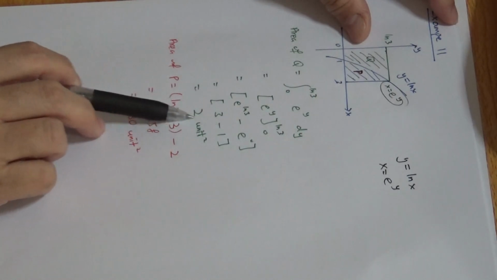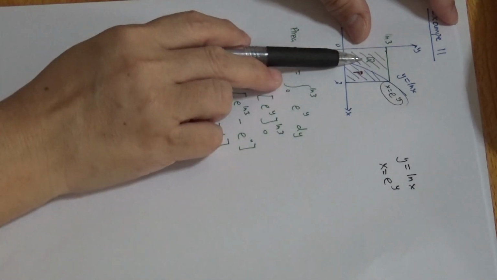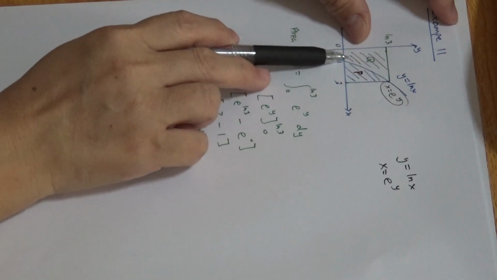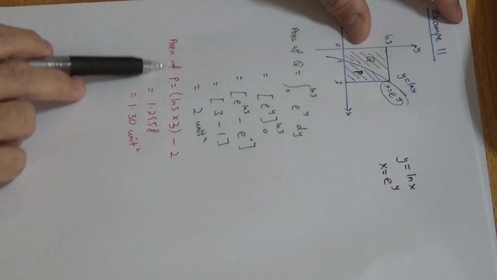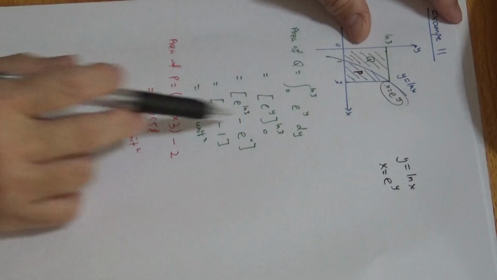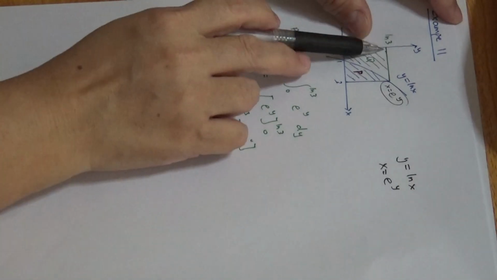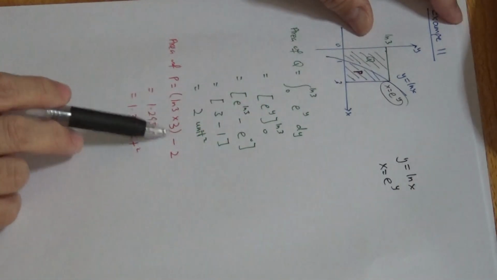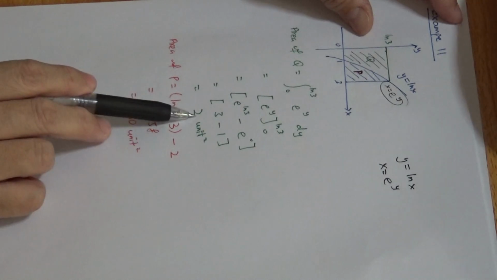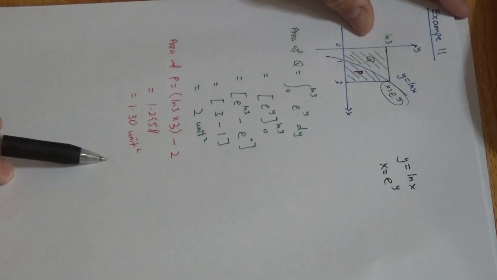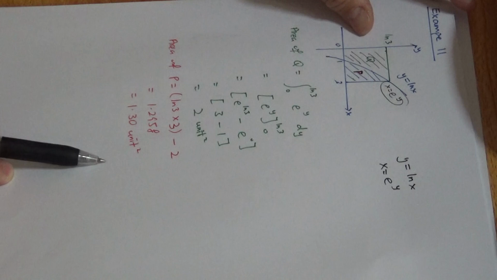I integrate, I'll get 2 units. That means this Q is 2 units. Now, area of P will be this rectangle, which is ln 3 times 3, length times breadth, minus 2, which is 2 here. Then I will get the answer as 1.30 units squared.